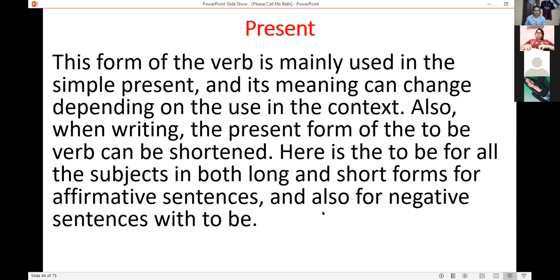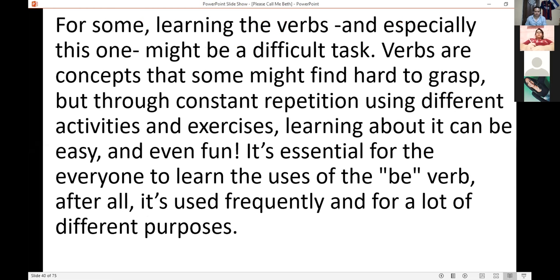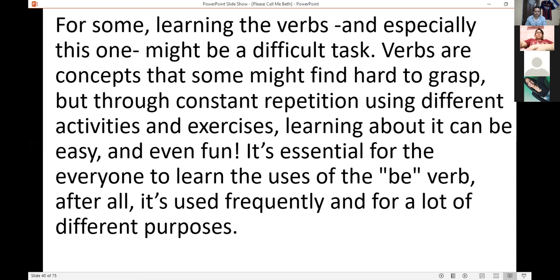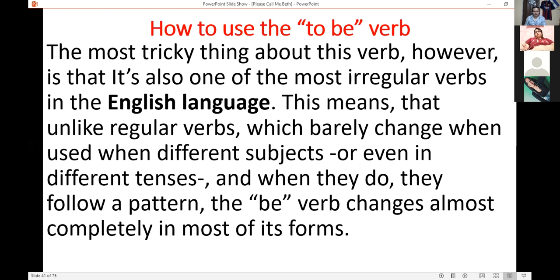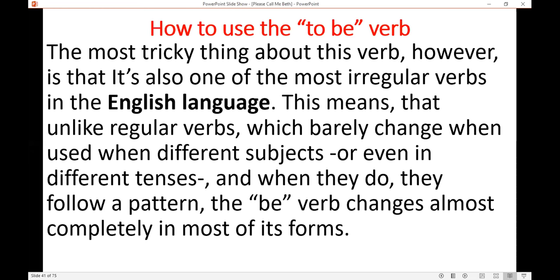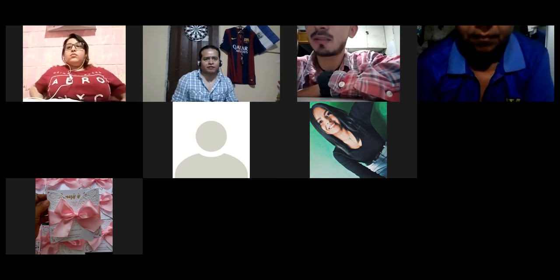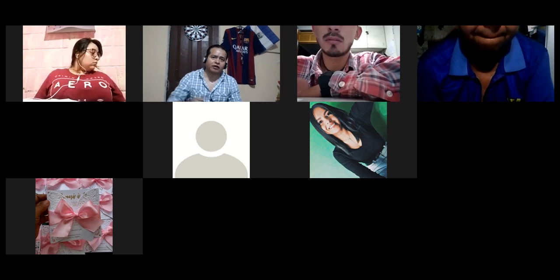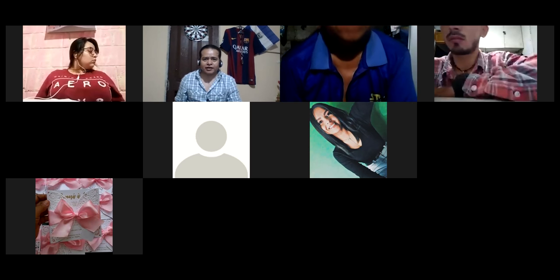Okay, so yesterday we were talking about simple present or the verb be. So we started from here because we did this. So we're going to continue from here. Let's start with people who already are in the class. Let's see how many we have. Okay, so we have 12. We can start right now. Yesterday we were talking about the verb be, how we use the verb be and what its uses are. So let's move on with that.